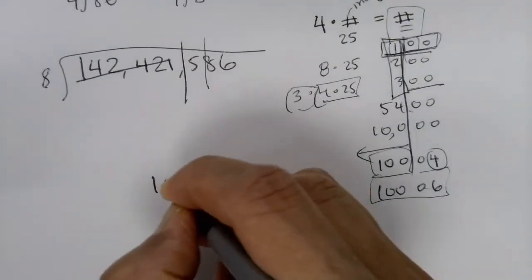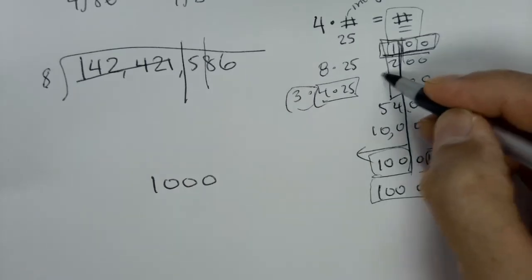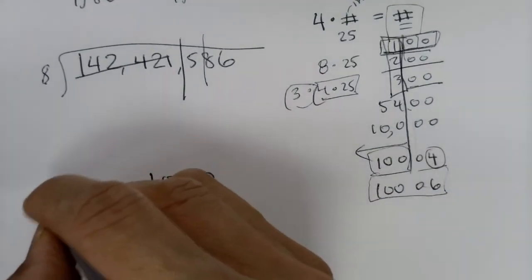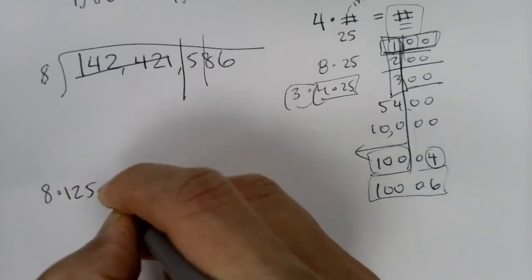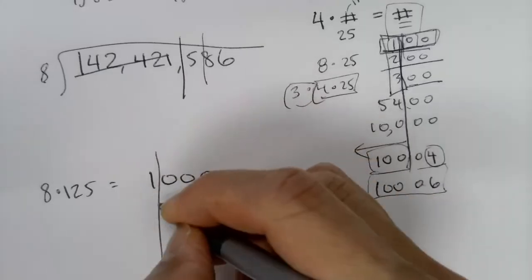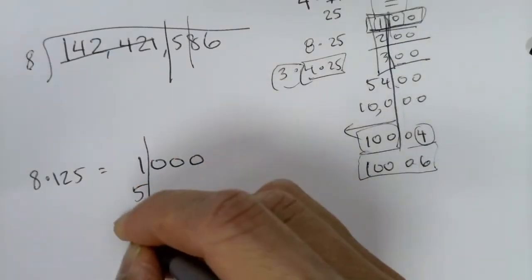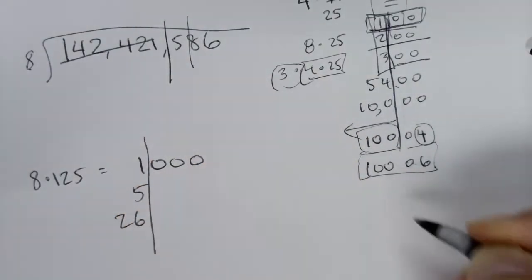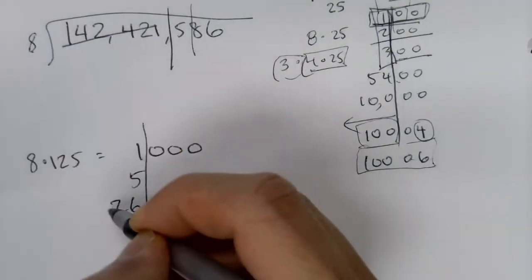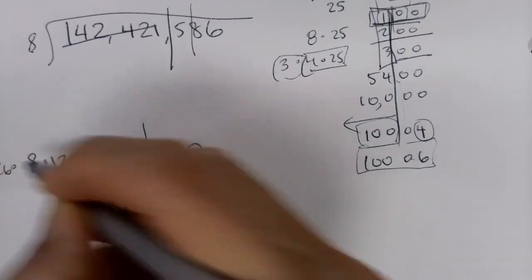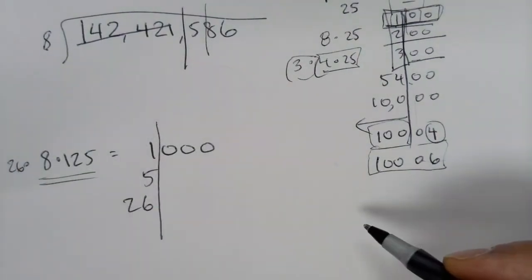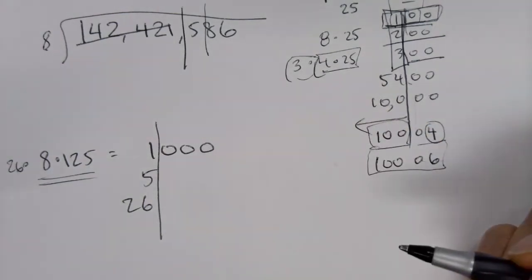It's a similar reason for 8s. Only here, 8 doesn't go into 100 evenly, but 8 goes into 1,000 evenly. 8 times 125 is 1,000. So any multiple of 1,000, like 5,000 or 26,000, is a multiple of it. 26,000 would be 26 times 8 times 125, because that's 1,000. Any 1,000 is going to be evenly divisible by 8.